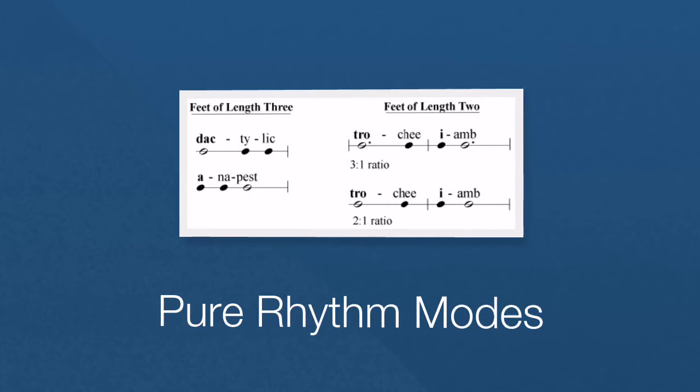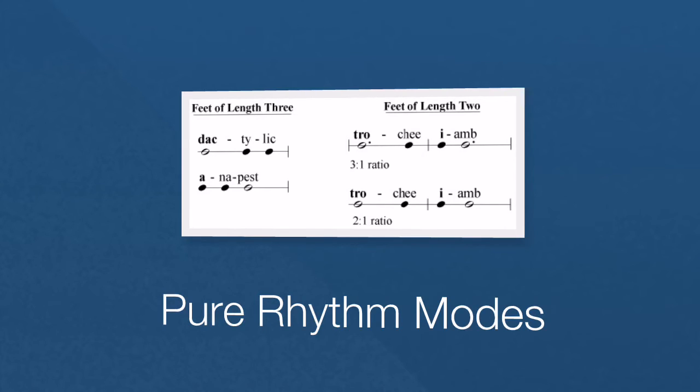Now I'll create a short musical phrase using the patterns, and notice that I'll use both the trochee and the iamb in a 3:1 ratio and in a 2:1 ratio. Dactylic, dactylic, anapest, anapest, dactylic, dactylic, trocheion.